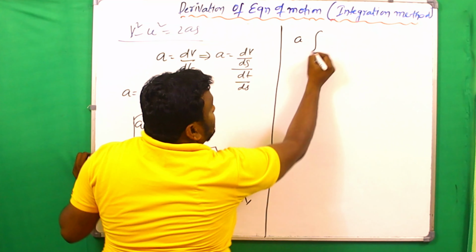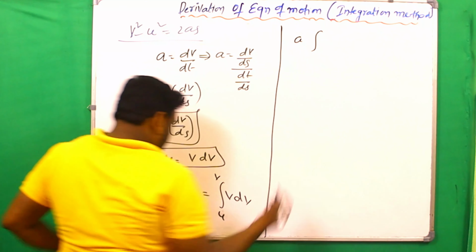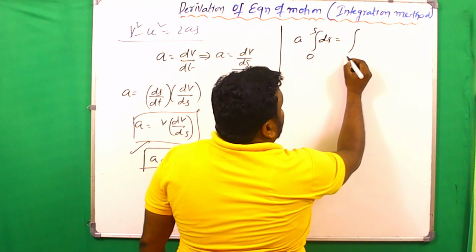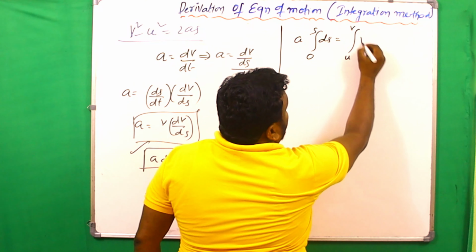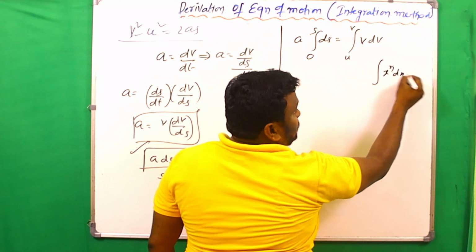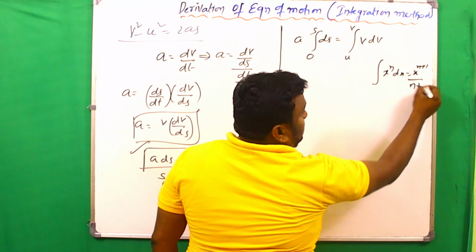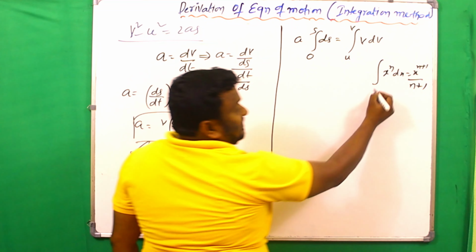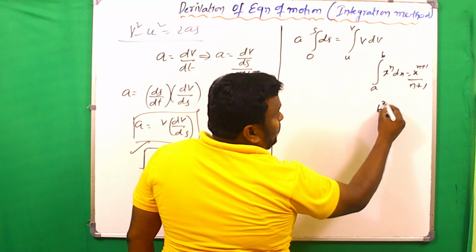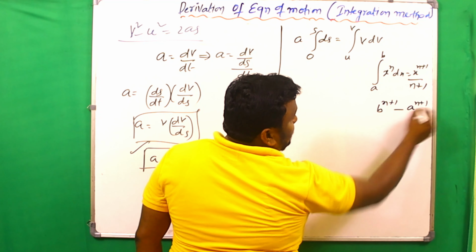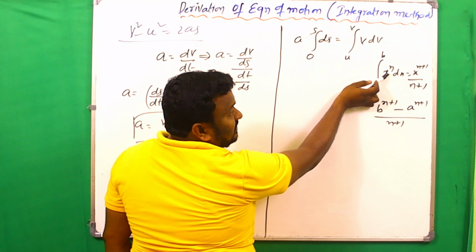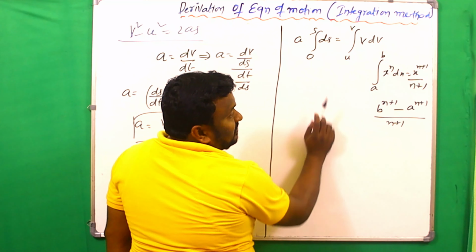a is the constant here, simply an integration constant. Clear? Integral 0 to s of ds is equal to integral u to v of v dv. I already told you the formula: integral of x to the power of n dx is equal to x to the power of n plus 1 by n plus 1. This is the formula we are going to use. a is the lower limit and b is the upper limit. Then we substitute the upper limit first, b to the power of n plus 1 minus a to the power of n plus 1, by n plus 1. First we substitute the upper limit, and after that, minus, we substitute the lower limit.